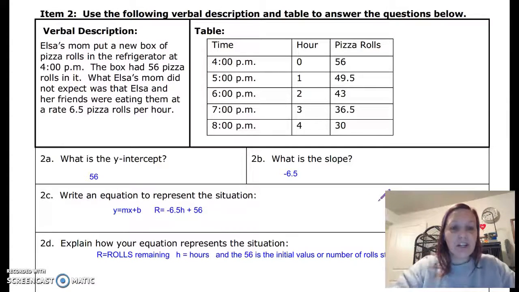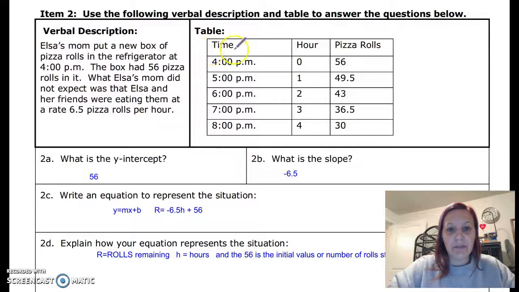Okay, item 2 talks about Elsa's mom putting pizza rolls in the refrigerator at 4 p.m. At this time, the box had 56 pizza rolls. What Elsa's mom did not expect was that Elsa and her friends were eating them at 6.5 pizza rolls an hour. You know, you never can have just enough. So sometimes there's a half a pizza roll eaten.